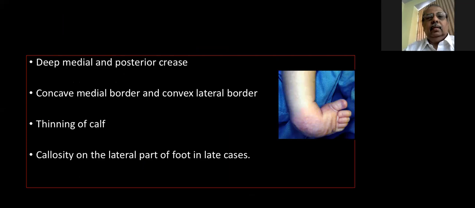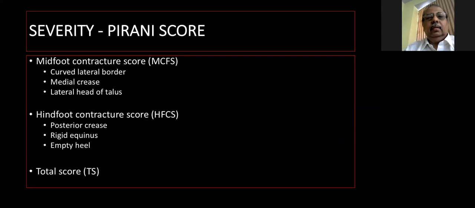Along with that, you have to do a neurological examination. In an infant, the stroke test, that is stroking under the sole of the foot and looking for dorsiflexion of the toes, is very important. In cases of neuropathic clubfoot, you will not get this movement. And in an older child, you have to do a proper neurological examination to exclude neurological causes.